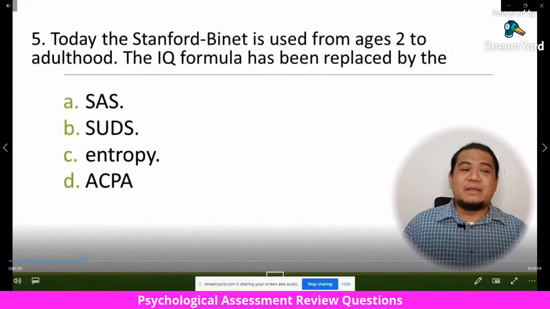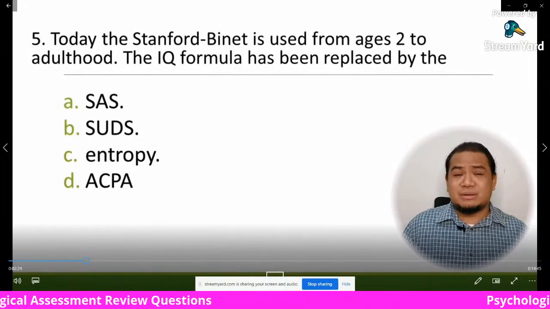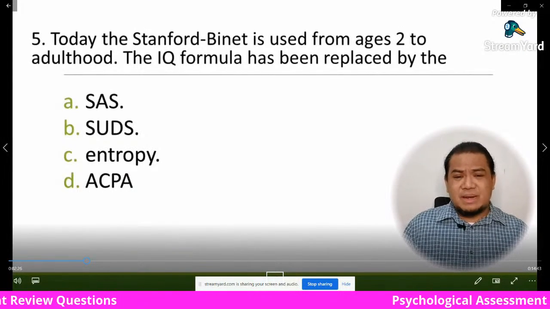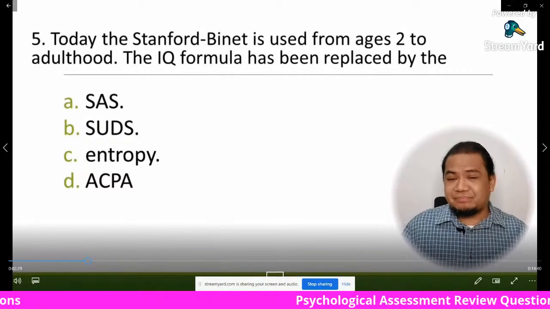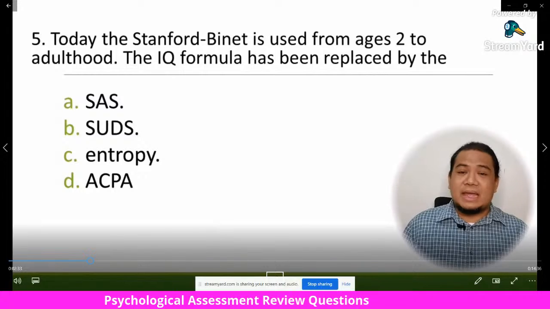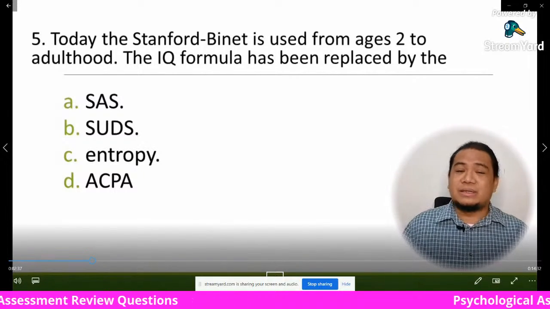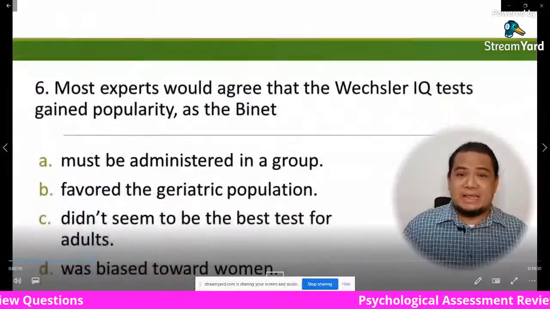Number 5. Today, the Stanford-Binet is used from ages 2 to adulthood. The IQ formula has been replaced by the: A. SAS, B. SUDS, C. Entropy, or D. ACPA.